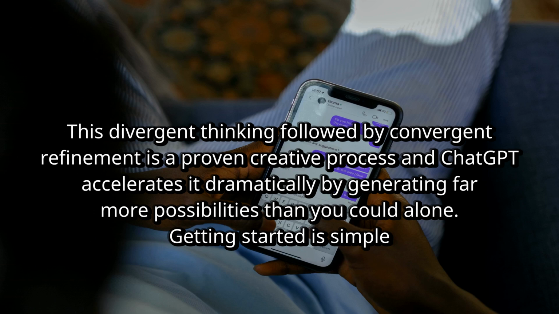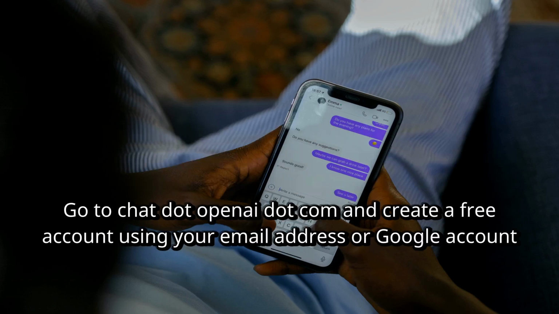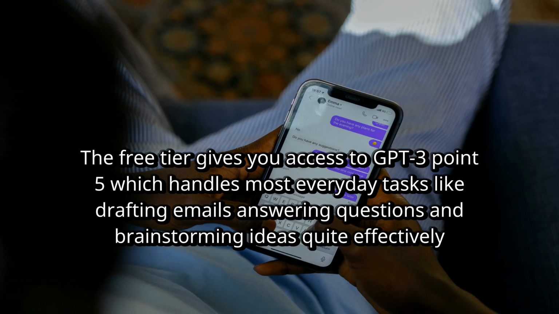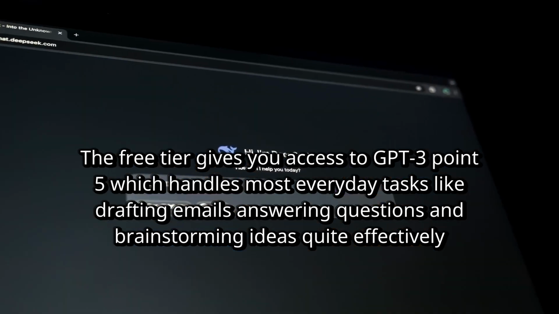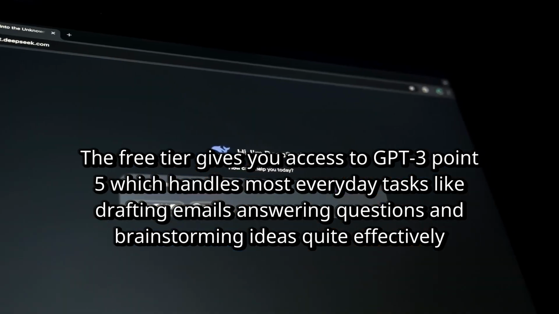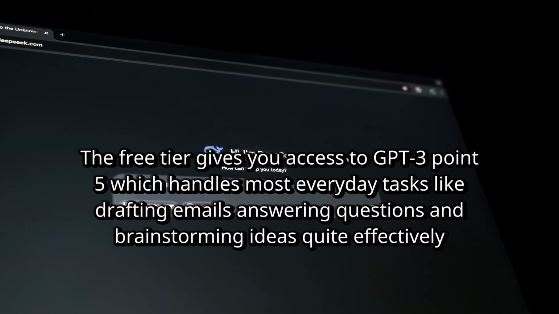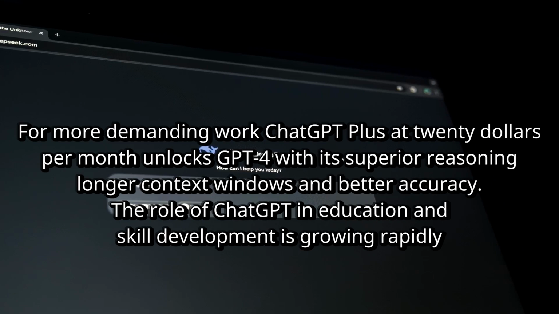Getting started is simple. Go to chat.openai.com and create a free account using your email address or Google account. The free tier gives you access to GPT 3.5, which handles most everyday tasks like drafting emails, answering questions, and brainstorming ideas quite effectively. For more demanding work, ChatGPT Plus at $20 per month unlocks GPT-4 with its superior reasoning, longer context windows, and better accuracy.